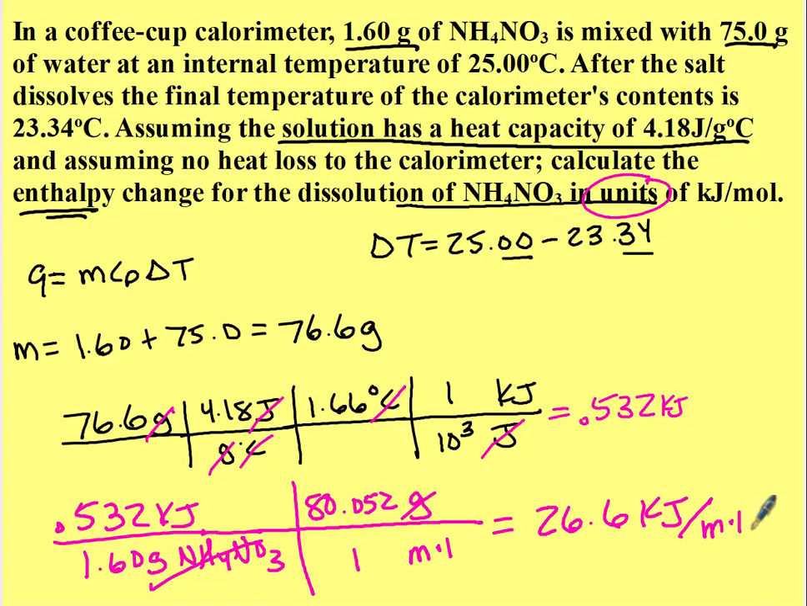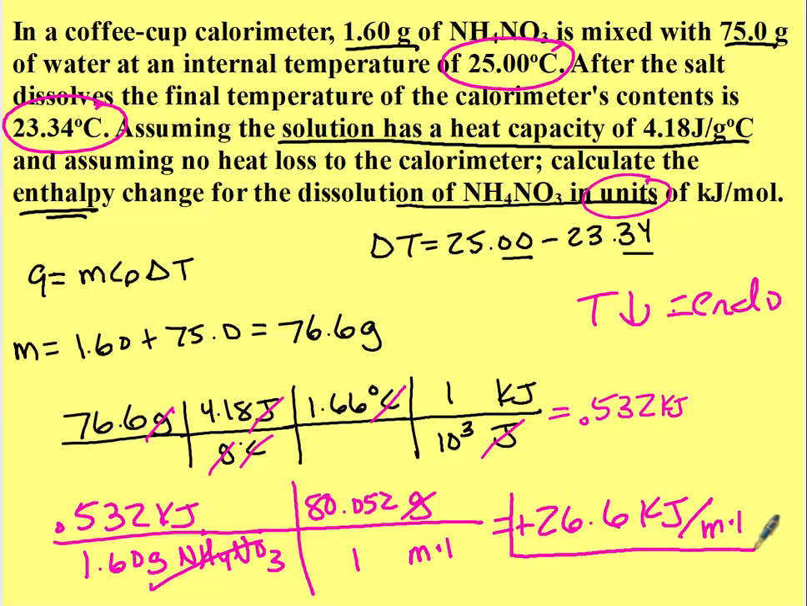And again, this is enthalpy, so I need a sign. My temperature went from 25 to 23. Temp decreased, and if temperature decreases, that means that it's endothermic. Endothermic means that it should have a positive sign.